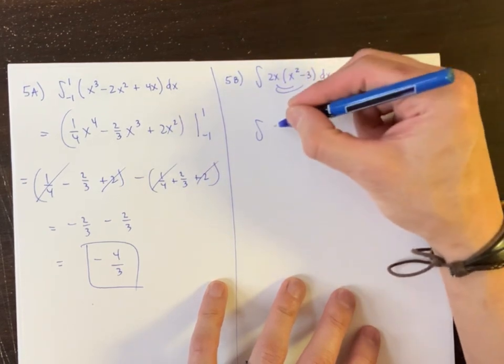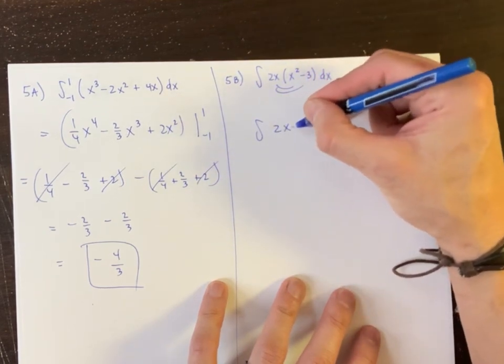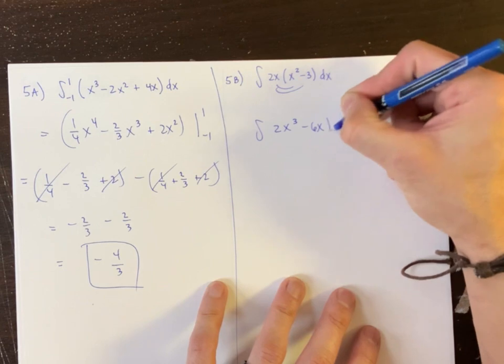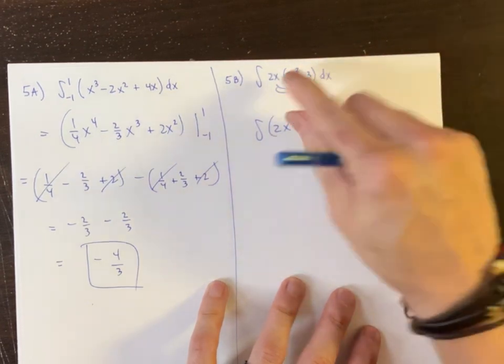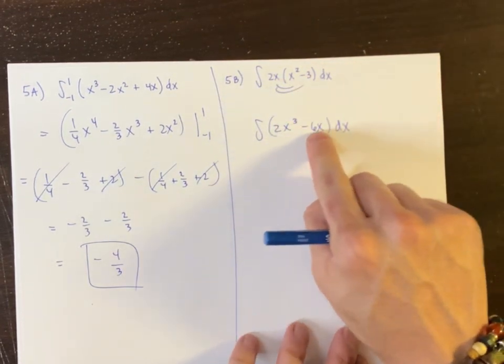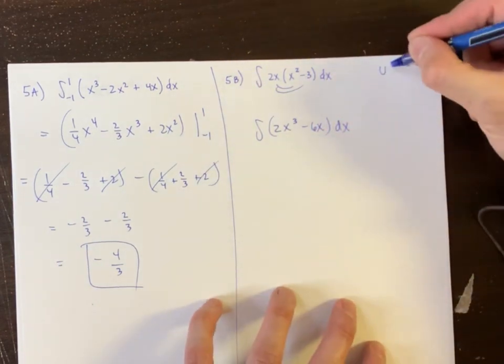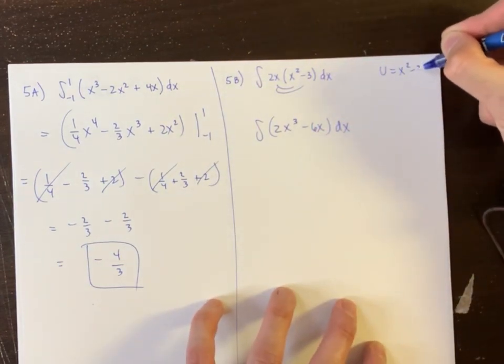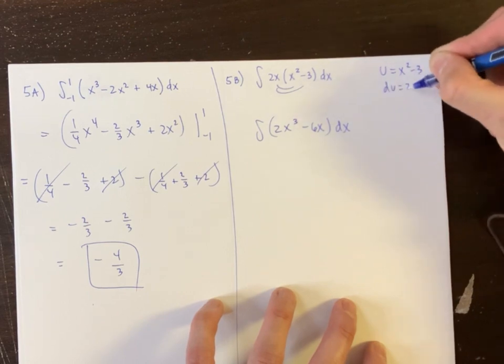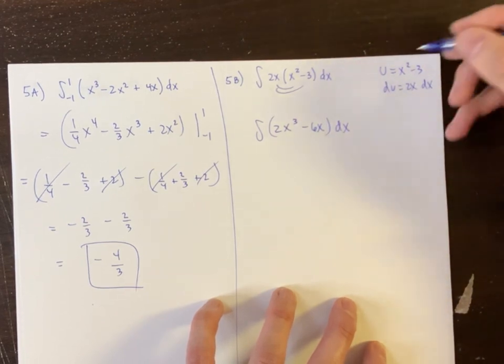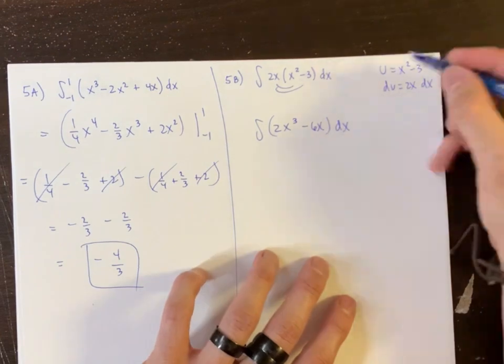Because instead of having 2 factors, I'm going to have 1 factor by simply distributing and expanding the terms. Now I can just treat this like I did this problem, right? If you want to make a u substitution where u equals x squared minus 3 and du equals 2x dx, you can do that. That's fine. You're going to get the same answer.